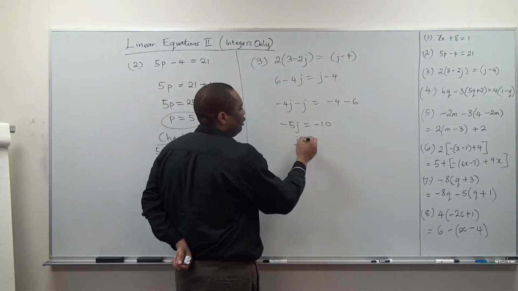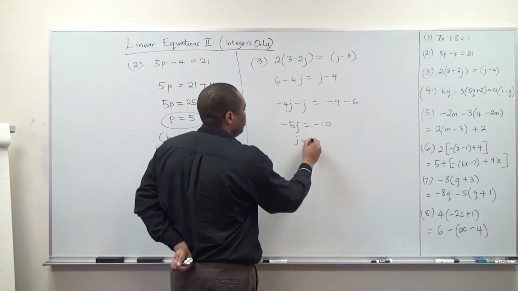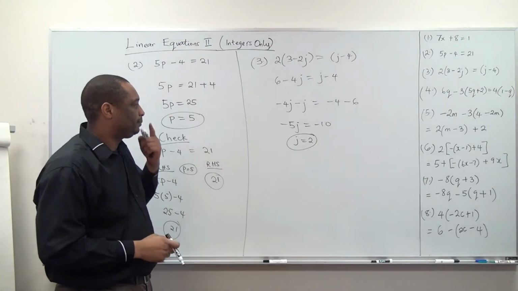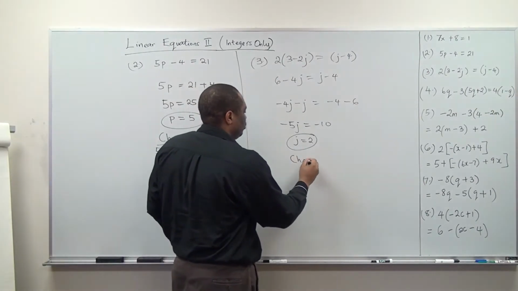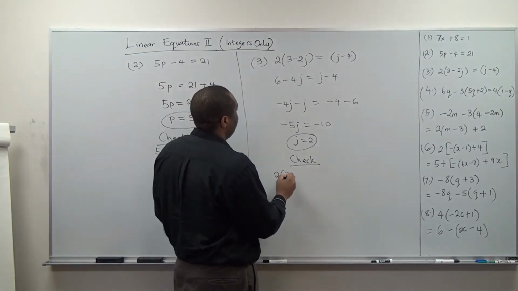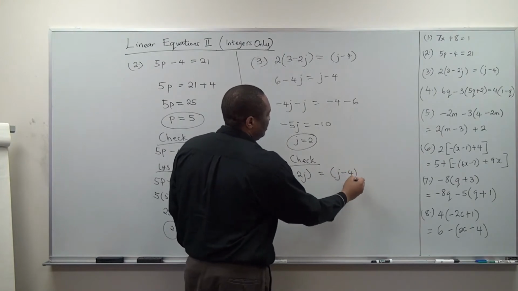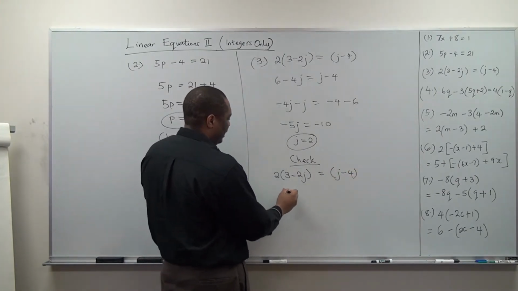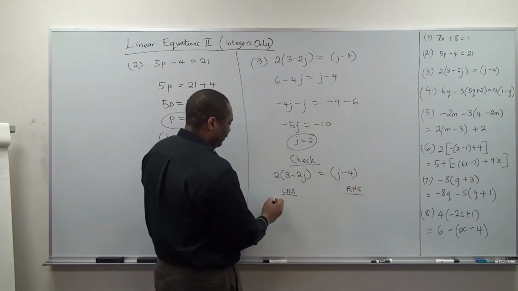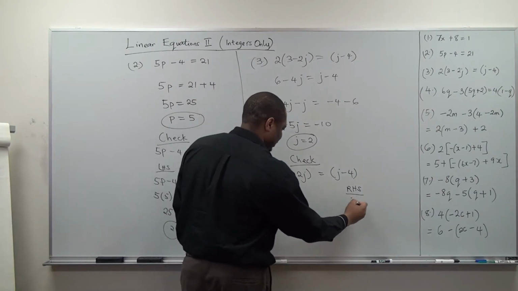And that gives you that you now divide both sides by negative 5. J will give you 2. If you divide both sides by negative 5. The next thing you do is to what? Check. And when you check, you first of all write the main problem, just like you say. Then find your left-hand side, right-hand side. Left-hand side is 2 into 3 minus 2j. Right-hand side is j minus 4.